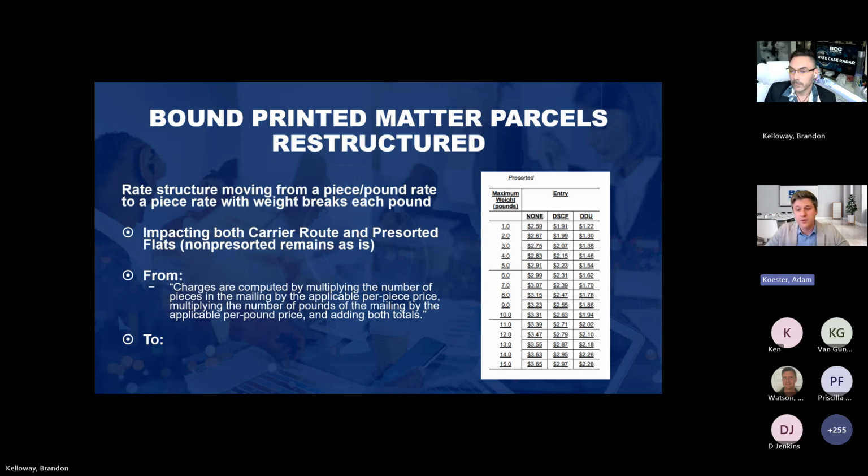Very similar to what we just talked about with the bound printed matter flats is that the bound printed matter parcels will be restructured as well. It's exactly the same in that what used to be a pound rate multiplied by the weight of the piece plus the piece price will now be just the pound rate of the piece. So if you're not above a certain weight, you will pay the rate associated with the entry point you're going to. And again, that makes things a little bit simpler to compute, but definitely is going to come with a few trade-offs in making sure that you're computing that or getting that correct rate out of your pieces if you're doing some of that work yourself.